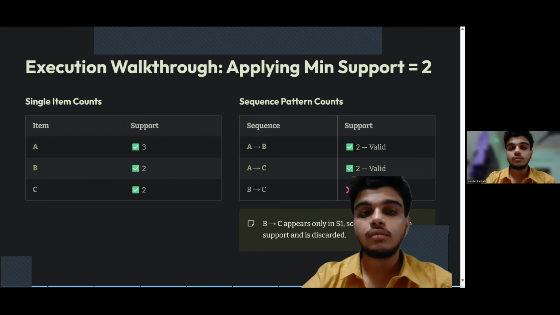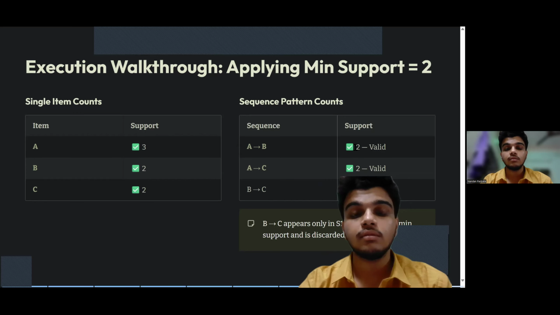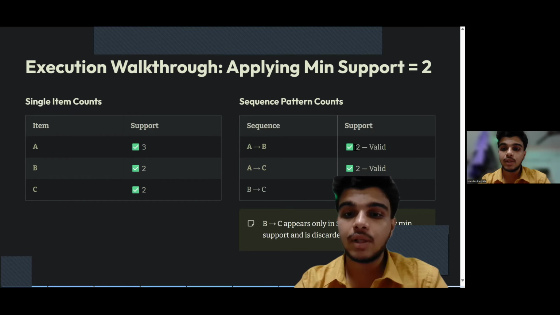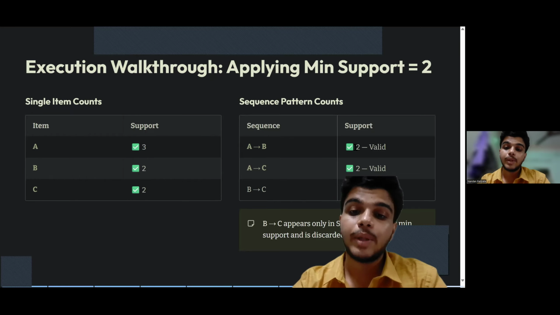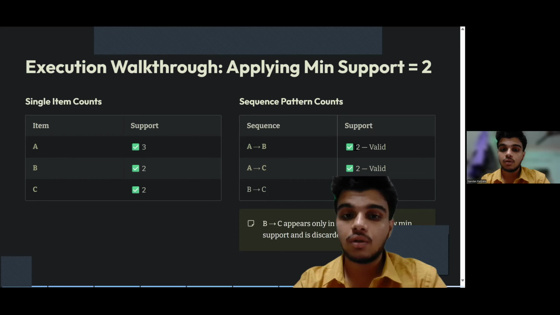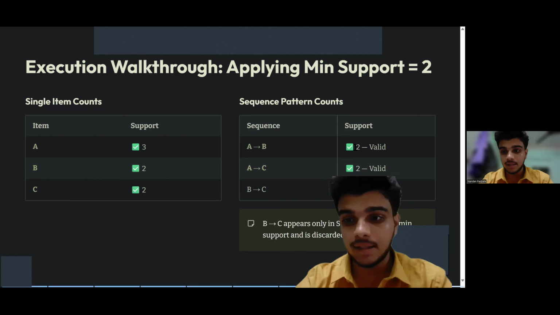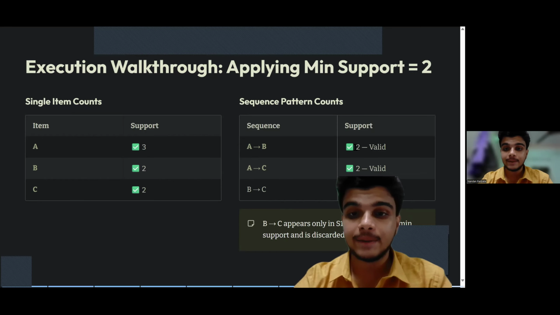So this is how the algorithm works on our data set. B to C appears only in S1, so it falls below the minimum support and is discarded. As the minimum support is 2 and the support of B to C is 1, it is lower than the minimum support provided in the question, so it is disregarded and not used.